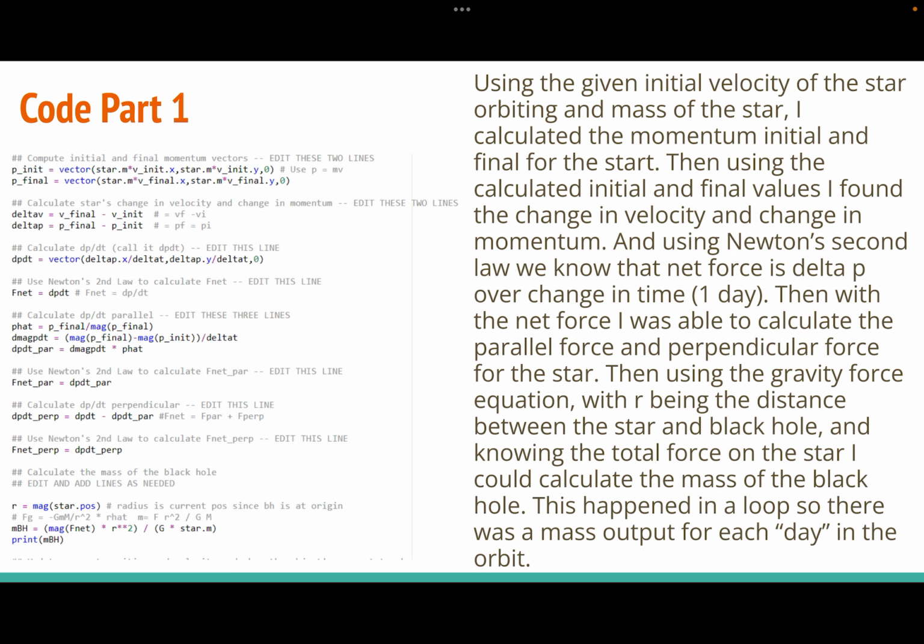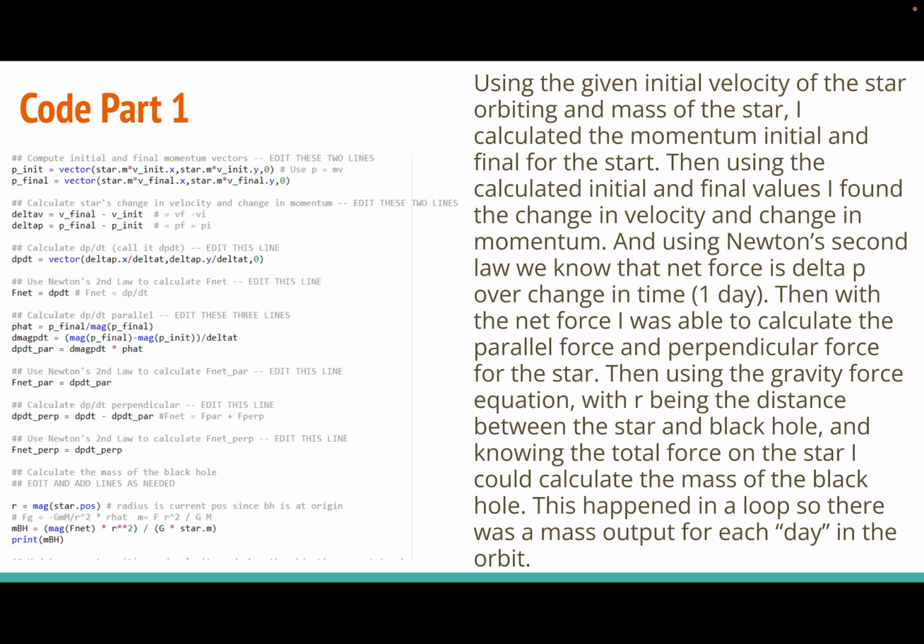And here's the code for part 1. Using the given initial velocity of the star orbiting and mass of the star, I calculated the momentum initial and final for the star. Then, using the calculated initial and final values, I found the change in velocity and change in momentum. And using Newton's second law, we know that the net force is delta p over change in time, 1 day. Then, with the net force, I was able to calculate the parallel force and perpendicular force for the star.